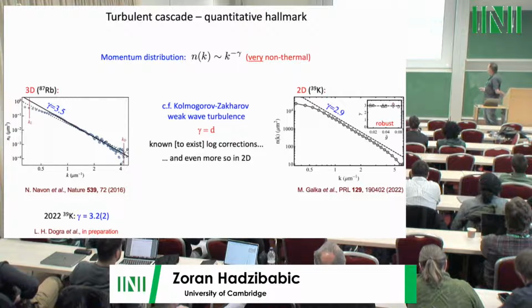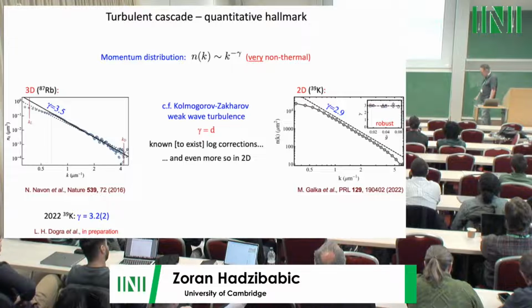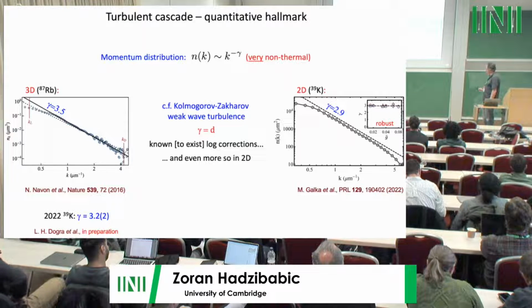Now, more recently, you have maybe heard about it already yesterday from Maciek and others. We have done a similar thing in 2D. Again, it looks like a power law. Again, it's larger than 2. It's even more larger than 2 than it is in 3D. And again, this at least qualitatively makes sense because various logarithmic corrections are more pronounced than in 2 dimensions.